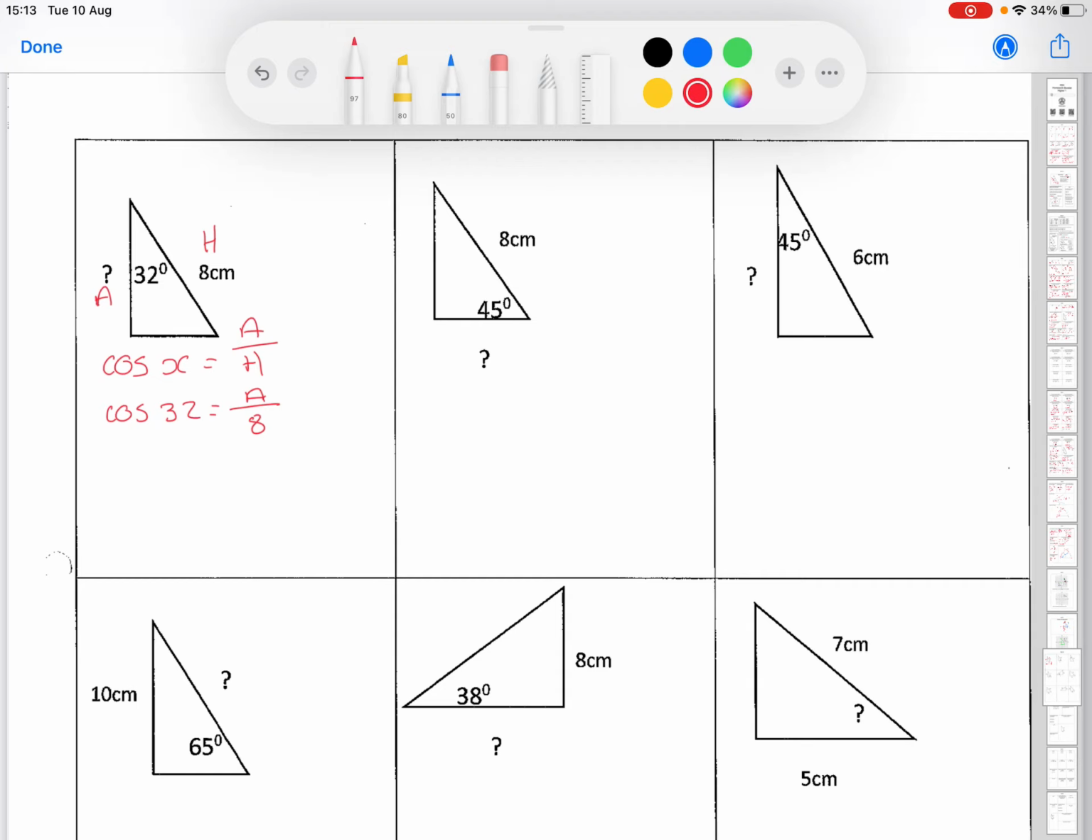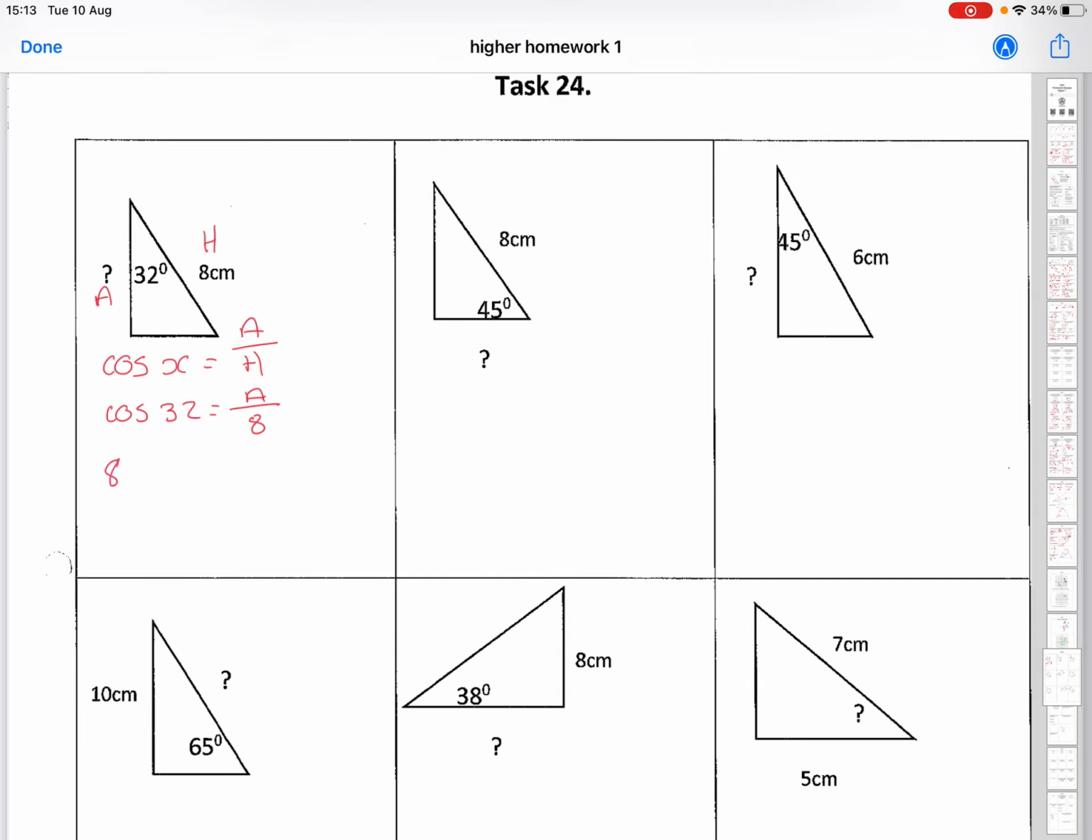So the thing we're trying to find is up top, and when the thing we're trying to find is up top, we times. So we're going to do 8 times cos of 32 to get our adjacent. So when we do on our calculator, 8 times cos of 32, there's no shift in, it's just cos of 32. Make sure it's brackets, we get 6.8, and that is in centimetres because it is a length.